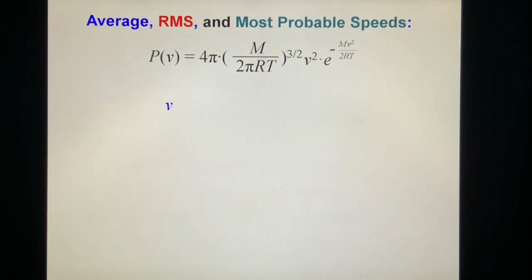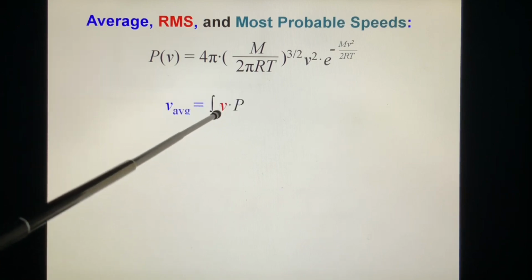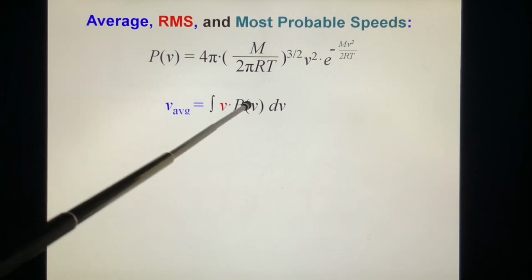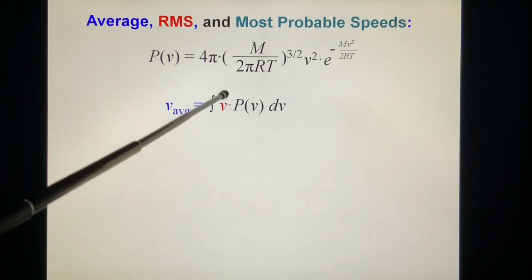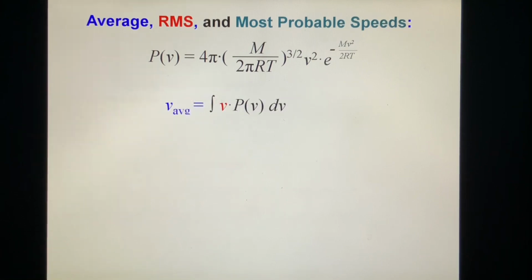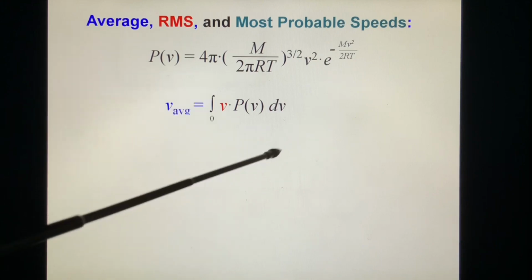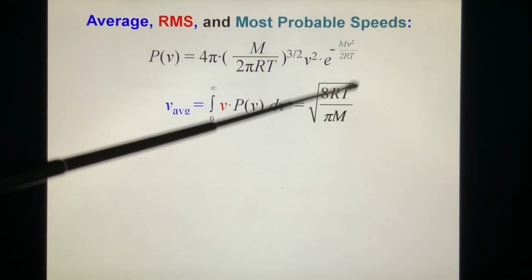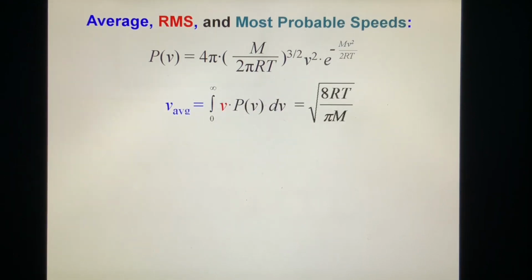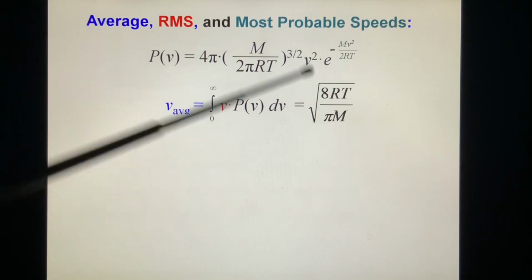We know the percentage, okay? So the average is v multiplied by its probability. This is the percentage, and the sigma, okay? We put the v inside, we do the integration. This integration is not very hard, it's not a big one. So it's very easy to do, okay? We can find it's the square root of 8RT over πM. This is called the average speed.